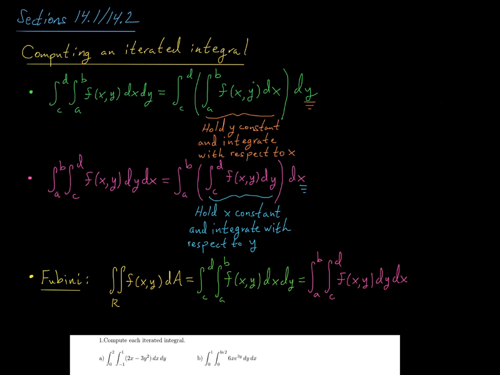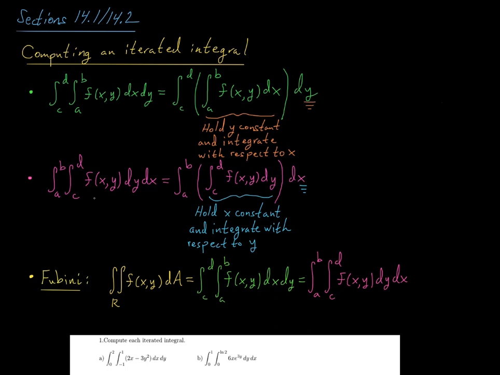This is really the same kind of thinking we applied in computing partial derivatives. To integrate this function with respect to x, you hold y constant. This then will result in an expression that depends on y only, not on x anymore. Then for the outside integral, we'll integrate that expression with respect to y, and then that will give us the value of our iterated integral.